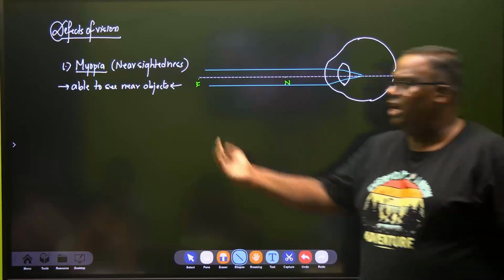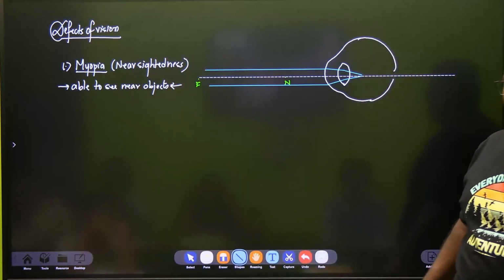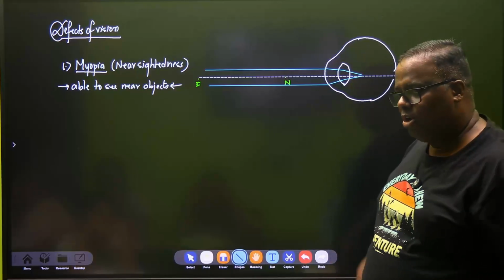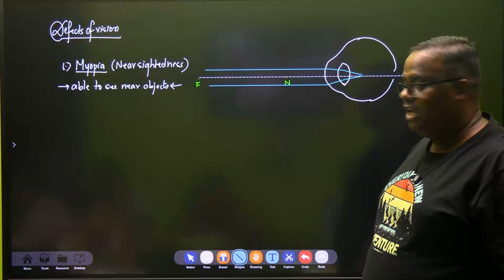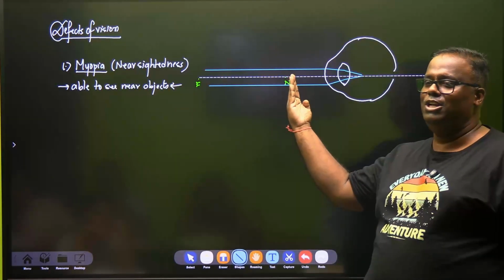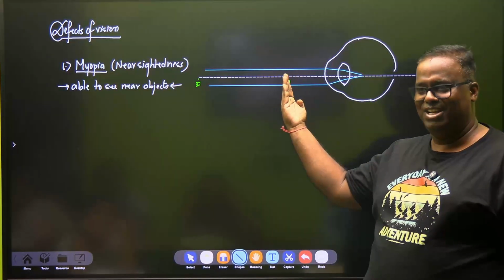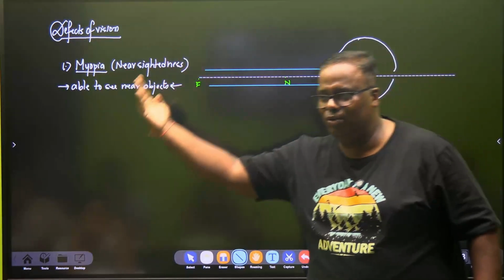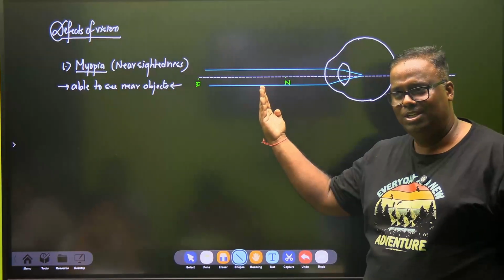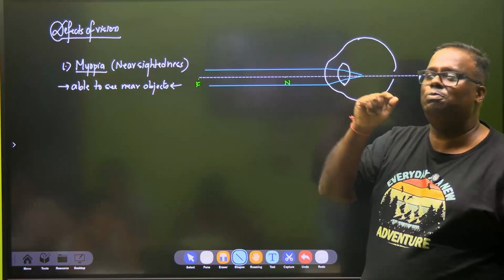Now tell me, as a myopic child, can you see your far point? No. Can you see your near point? Yes. What if I design a technology in which every far off object's image will be forming at your near point? Every far off thing's image will be forming at your near point. You'll be able to see. That is what the optometrist does.